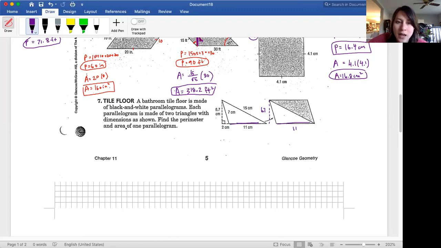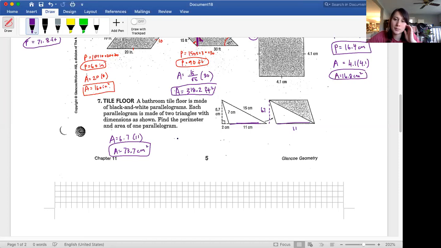So if I wanted to find the area, it's just 6.7 times 11. And I believe that's about 73.7 centimeters squared is the area.